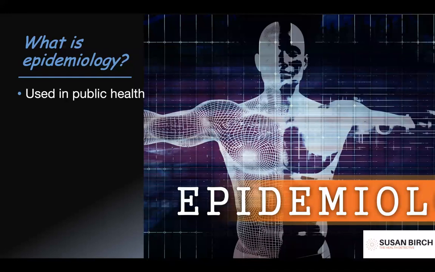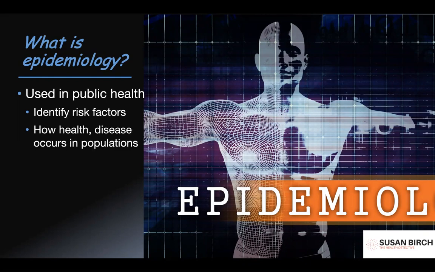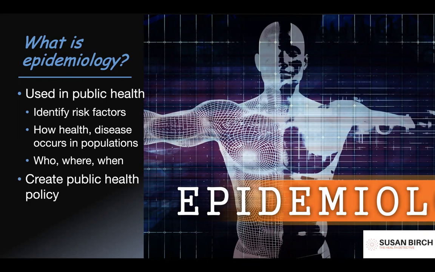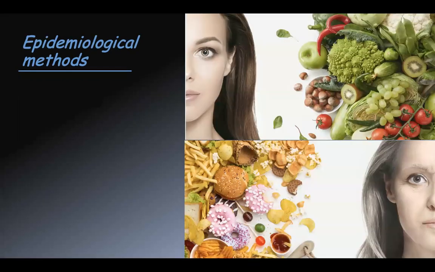Epidemiology is used in public health research to help identify risk factors. So looking at how health and disease occur in populations. So it looks at who, when and where. And then this research is used to create public health policy. There are two kinds of epidemiology.